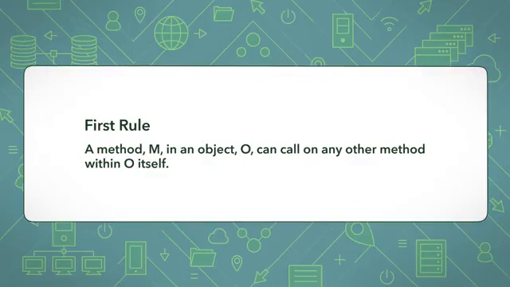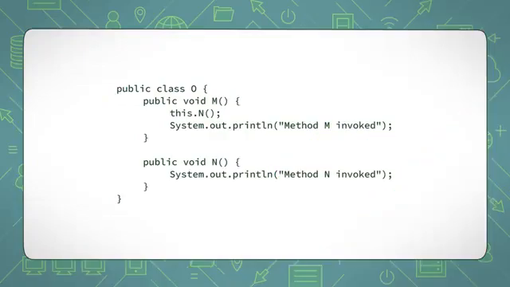The first rule we will look at states that a method, M, in an object, O, can call any other method within O itself. This rule is fairly simple and it makes logical sense. A method encapsulated within a class is allowed to call any other method that is also encapsulated within the same class. In this example, method M is allowed to call the method N, and both methods are part of the same class.